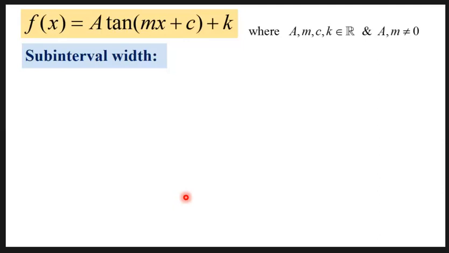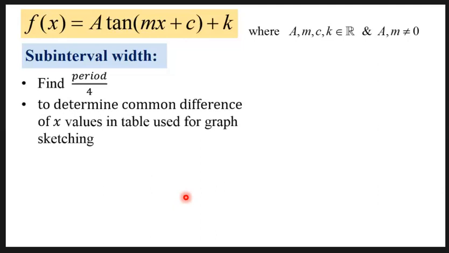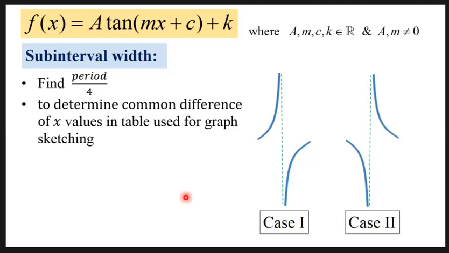Next is the sub-interval width, another important thing. We find it similar to previously: for sine and cosine, we have period divided by 4, and this determines the common difference of the x values in the table used for graph sketching. If we want to see the sub-interval in the graph, it is illustrated here.